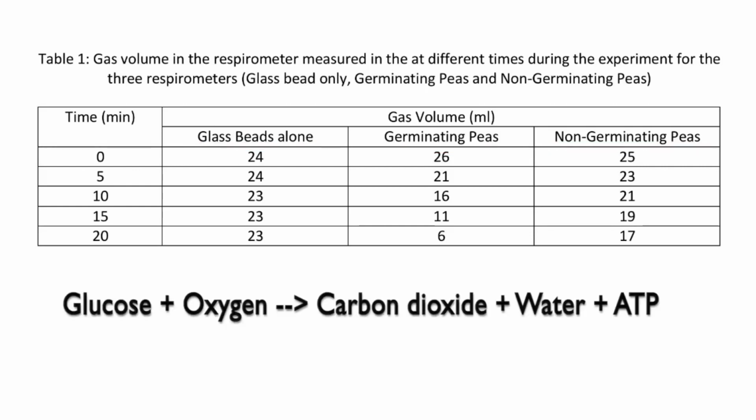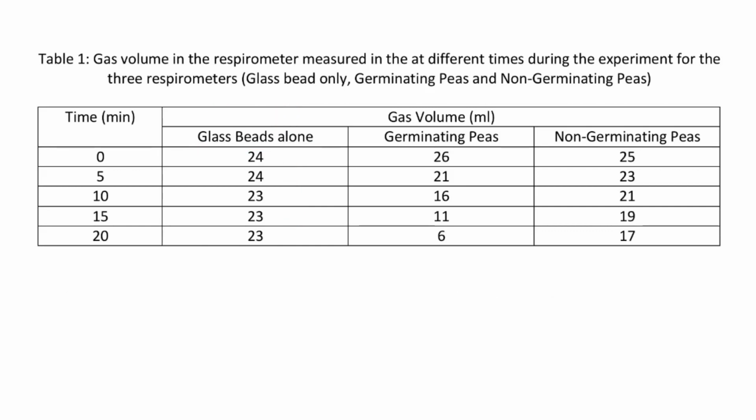Now, since oxygen is being taken up during respiration, you might expect that in the germinating peas the gas volume would decrease as a result of oxygen being taken up. But it is important, as demonstrated here, to have a control in your experiment, and in this case the control is the glass beads alone, because any changes observed here would account for changes in gas volume as a result of atmospheric pressure or changes in temperature during the experiment, and we need to account for these with the germinating peas and the non-germinating peas.